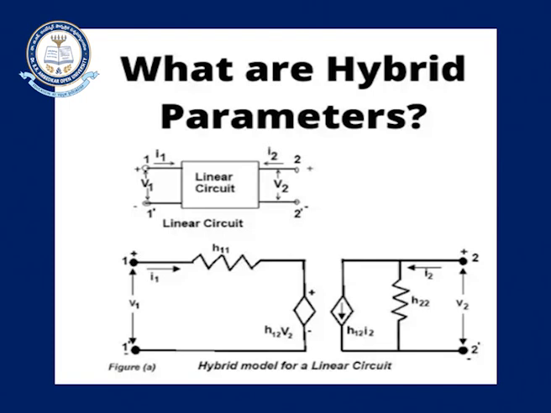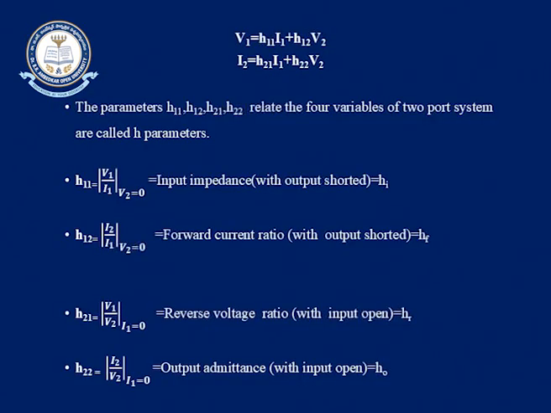Next, this is the configuration of hybrid parameters. In the hybrid parameters, I am using 4 parameters called H11, H12, H21, H22. H11 is input admittance. These 4 formulas are written from the expressions. We have one voltage equation and one current equation. The voltage equation is V1 equal to H11 I1 plus H12 V2. The current equation is I2 equal to H21 I1 plus H22 V2.